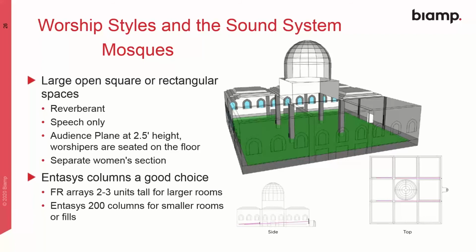And as for the sound columns, again for intelligibility in a reverberant space, these are FR columns, 2-3 units tall or even taller for large rooms. The smaller 200 series columns are for small rooms or for fills. Here we have, I think this is the Grand Mosque in Kuwait. We've got a line up front and then another small fill in the back. I believe they might sometimes curtain this off as a women's section. Sometimes the women might be in a different space. But I have a picture here of that.